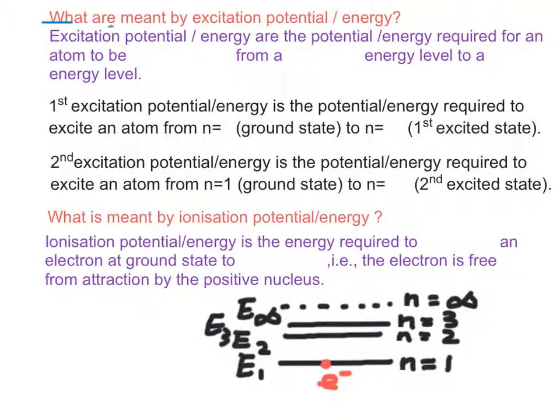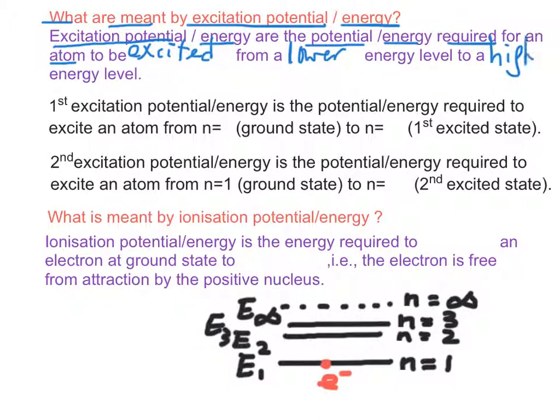What is meant by excitation potential and excitation energy? The excitation potential or the excitation energy are the potential or energy required for an atom to be excited from a lower energy level to a higher energy level.